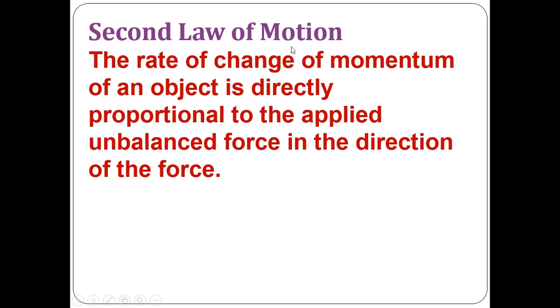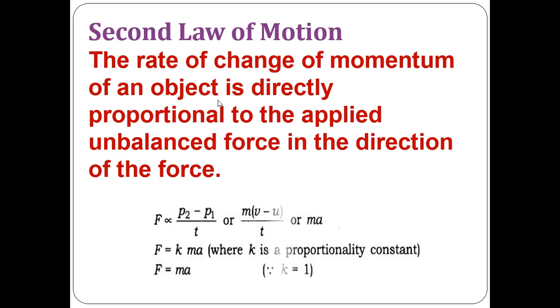Now, Newton's second law of motion. You know now momentum is defined as the product of mass and velocity. So, the rate of change of momentum of an object is directly proportional to the applied unbalanced force in the direction of the force. That is called Newton's second law of motion.